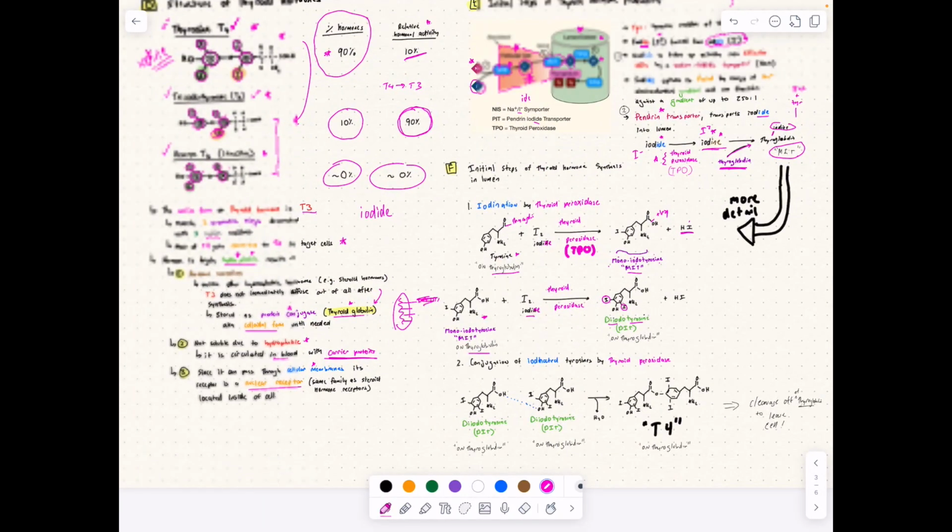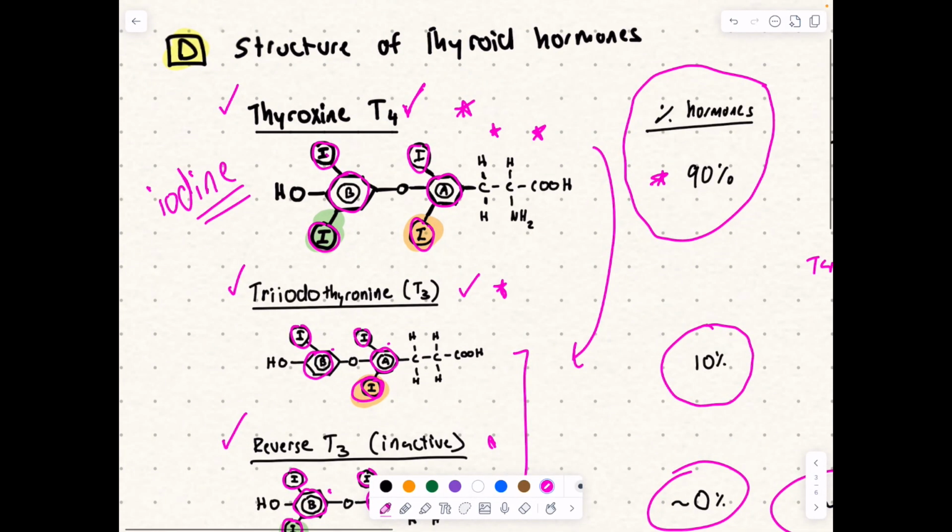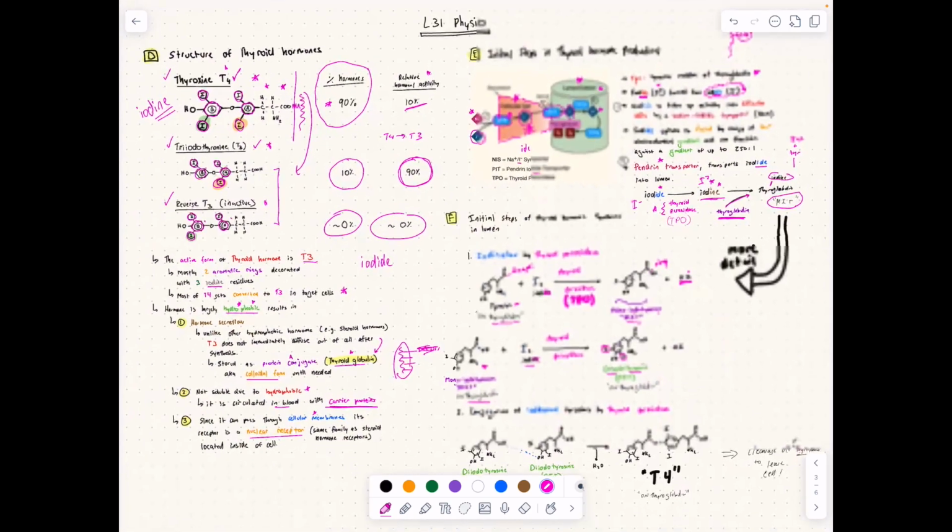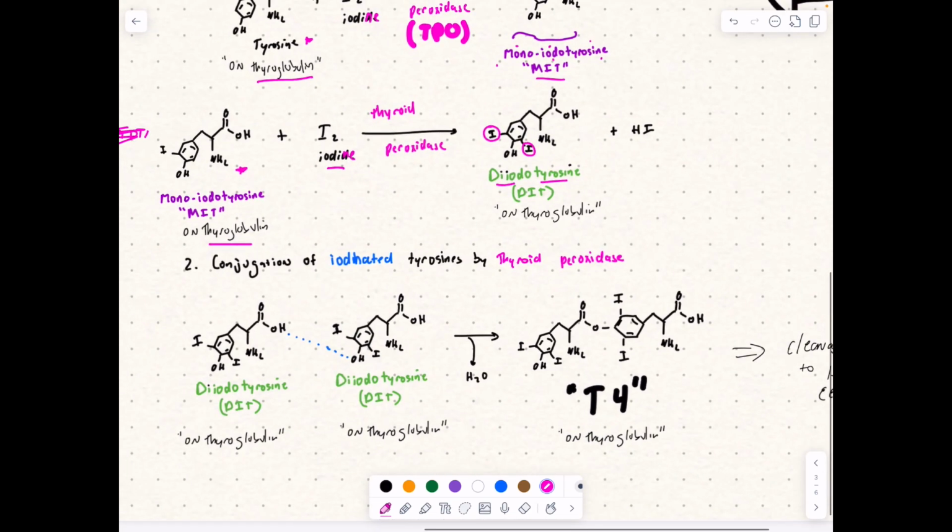What is thyroxine? Thyroxine is our guy right here, right? And so right here you would be attached to a nice thyroglobulin, right? And so you're going to go chop, and now you have your thyroxine. Okay, but we're not there yet. So now we take our two monoiodotyrosines on the thyroglobulin, add another iodine, produce DIT.